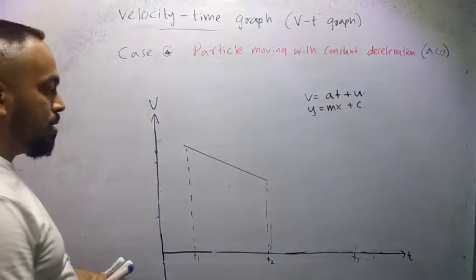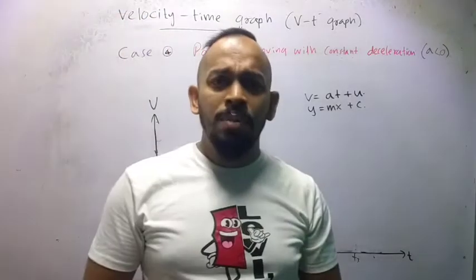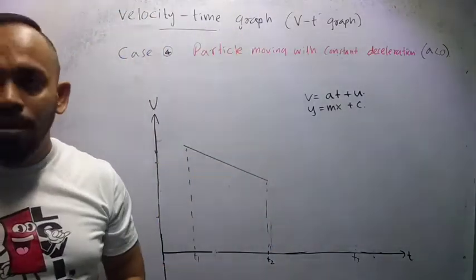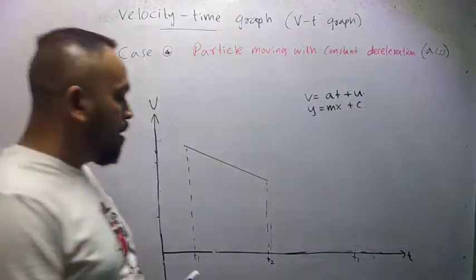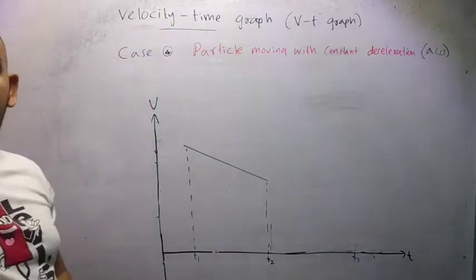Deceleration, right? So for deceleration, what do we put here for f? We don't need to put a negative sign. When we see the graph, we know that it's a deceleration. Okay. So this is the basic graph that it looks like. Now we look at an example.